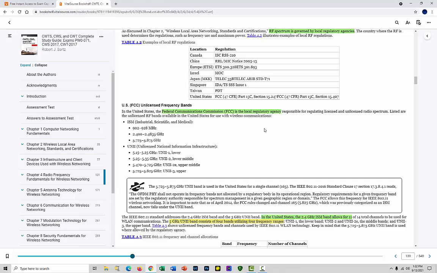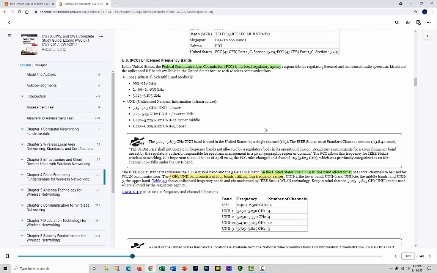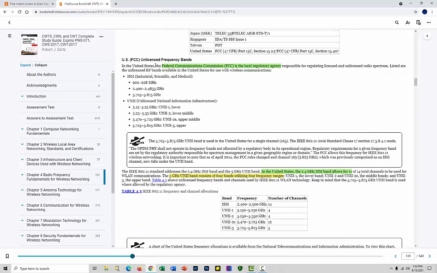The Federal Communications Commission is the regulatory agency in the United States, right? So I make a note of that here in the U.S. And it's different for different countries, but the important thing is the local regulatory agency. There's not a global agency for that.